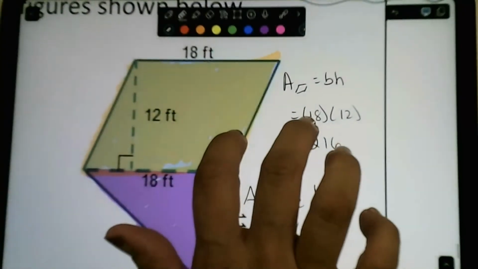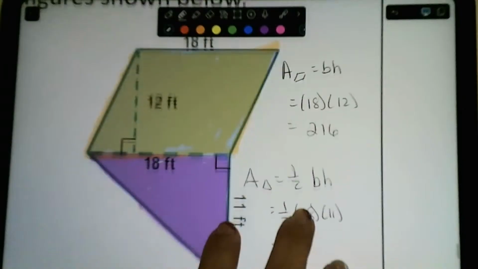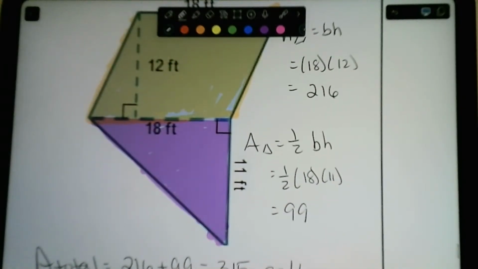And then here's a composite figure below. I colored the 2 different shapes that I saw. I wrote down the formulas for each of those shapes. I plugged in the values I was given. If I had to solve for some values, I would have, but I didn't. And then I added it up for the grand total area.